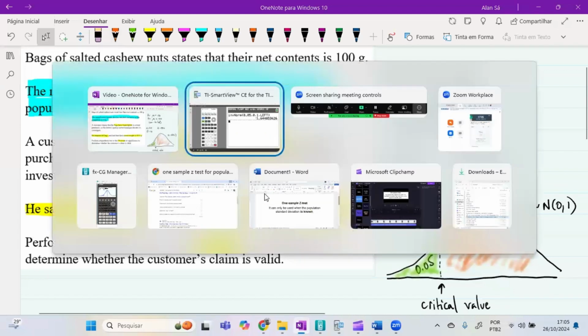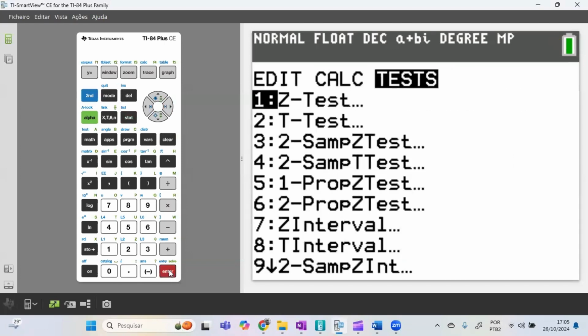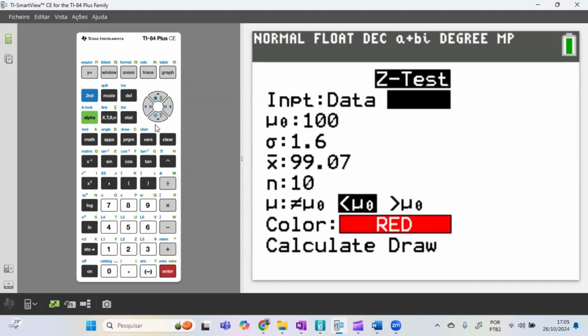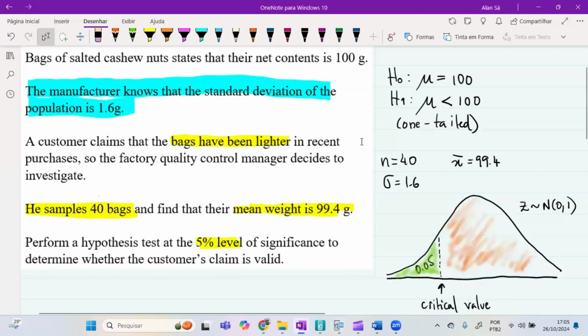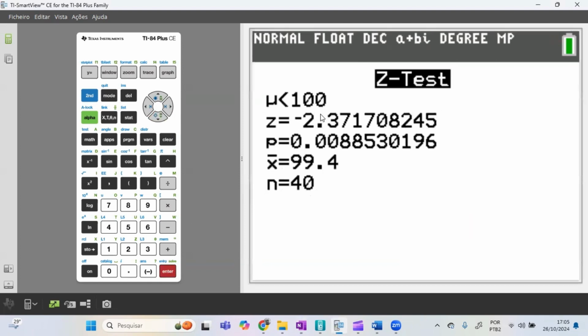Now, suppose we perform the test again, the test that has been performed previously. I'm going to repeat this test: go into statistics, tests, and then z-test. This time, statistics, the first test, it has a mean of 100, sigma 1.6, the sample mean 99.4, and the sample size 40. This is according to the information of this problem. Now, the calculator is going to give us again the p-value, but also the z-statistic. The z-statistic is here, minus 2.37.